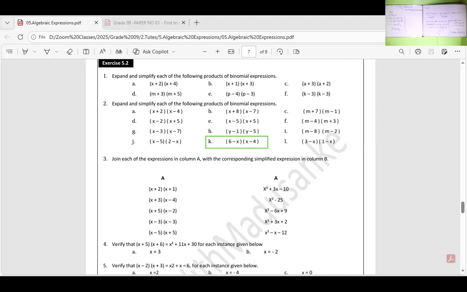Yes, so we have a... If you want, you can arrange it in the form.